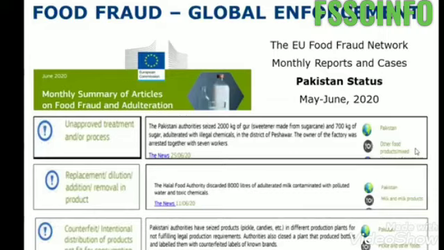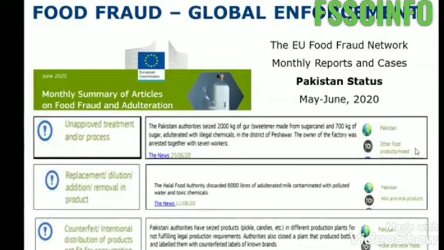In this monthly newsletter there are only 10 to 12, or 20, food fraud incidents. And if out of 12 to 15 or 20 incidents we have 2 or 3 from Pakistan, it means Pakistan is also a vulnerable market and a very attractive market for food fraud.